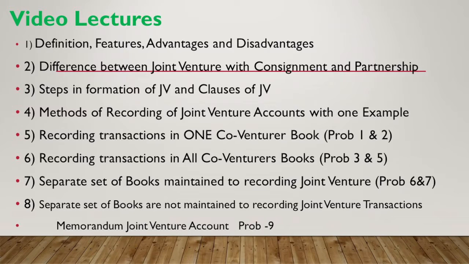Next, video 5 is journal entries in one co-venture, problem number 1 and 2. The sixth video is journal entries in the books of all co-venturers, problem number 3 and 5. And the seventh video is journal entries when separate set of books are maintained, problem number 6 and 7. The eighth video is memorandum joint venture account, which is recording all journal entries in the books of all co-venturers. Okay, video 1 is over. This is video 2.